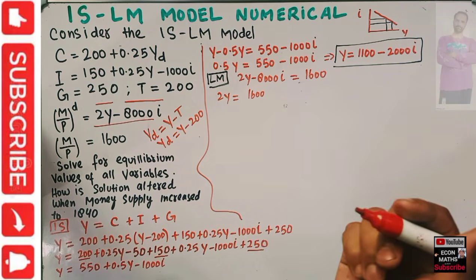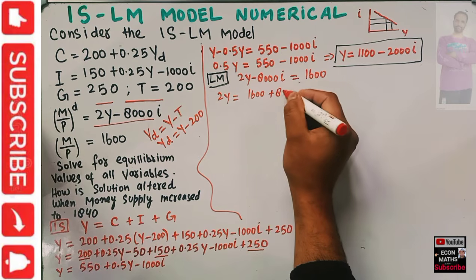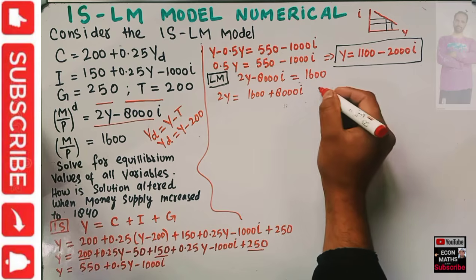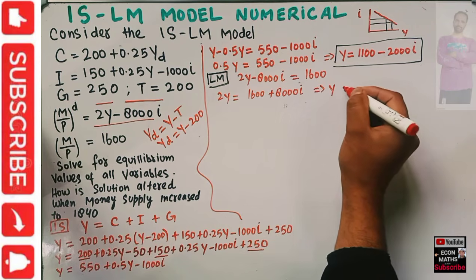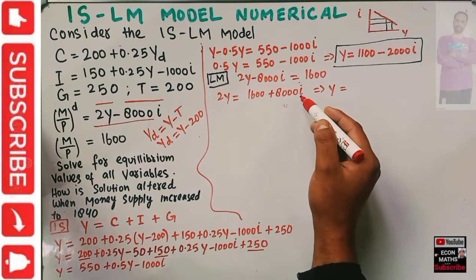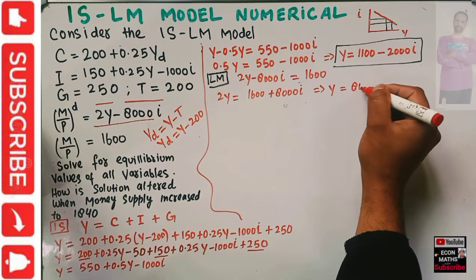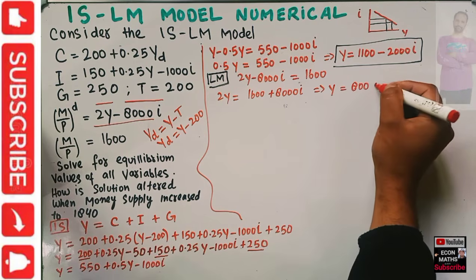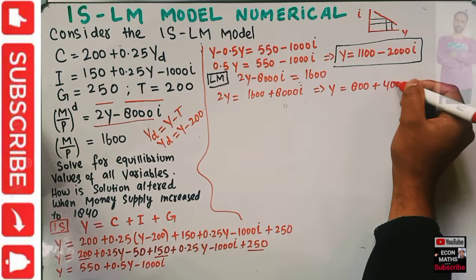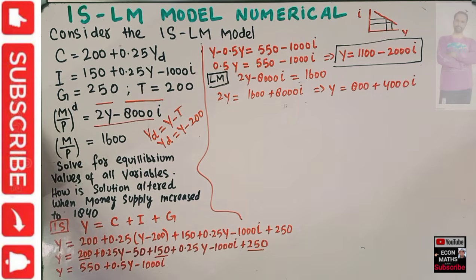Okay, transposing here, it will become plus 8000i, which implies our y will be equal to, if I transpose this 2, it will get divided to each of these terms. 1600 upon 2 comes out to be 800. Simple step. Plus 8000 upon 2 is 4000. Okay, so this will be our LM equation.